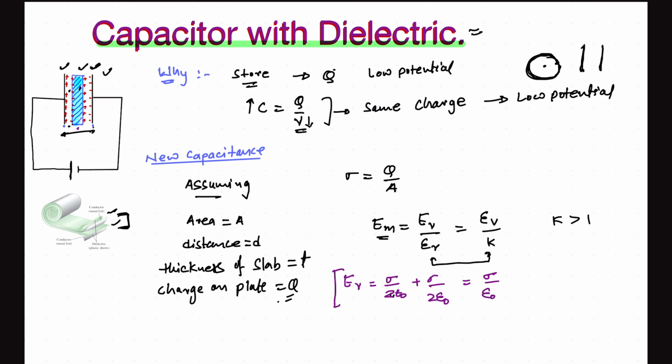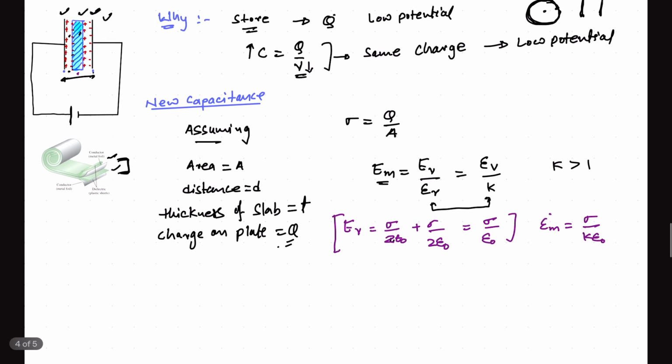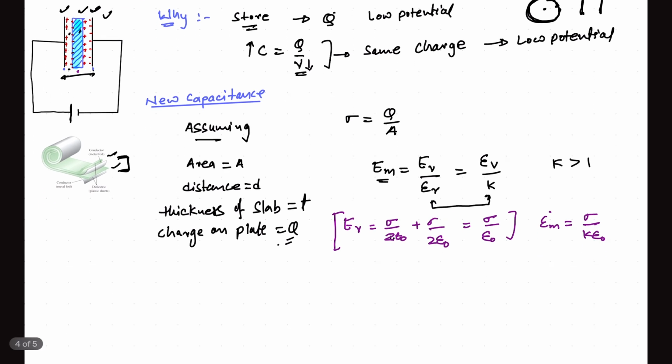This is the electric field inside the vacuum. So then what is the electric field inside this dielectric medium? E medium is sigma divided by K epsilon naught. Now, why we are doing this calculation is because we want to calculate the capacitance in this condition, and the capacitance is Q divided by V. So we want to find out the V so that we can calculate the capacitance.